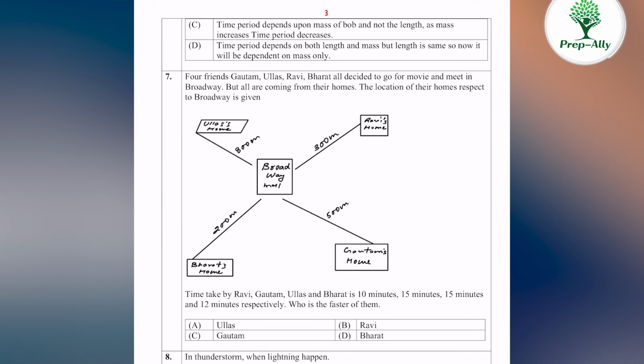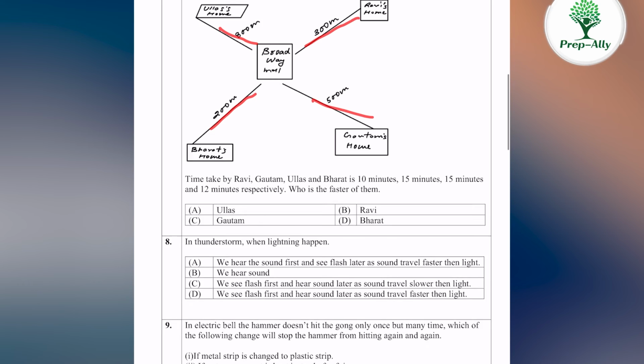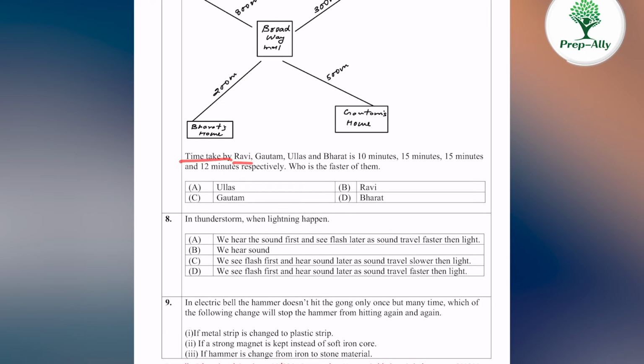Now we are going for the seventh question. In this it is saying four friends Gautam, Ullas, Ravi and Bharat all decide to go for a movie and meet in the Broadway. But all are coming from their homes. The location of their homes with respect to Broadway is given. So Ullas's home is here, Ravi's home is here, Gautam's home is here, and Bharat's home is here. They are 200 meter, 800 meter, 300 meter, 500 meter, and 200 meters respectively. And it is saying the time taken by Ravi, Gautam, Ullas and Bharat is 10 minutes, 15 minutes, 15 minutes, and 12 minutes respectively. Who is the fastest of them?